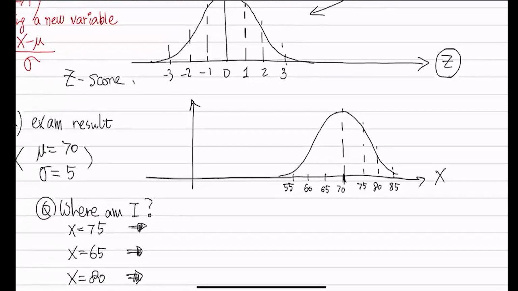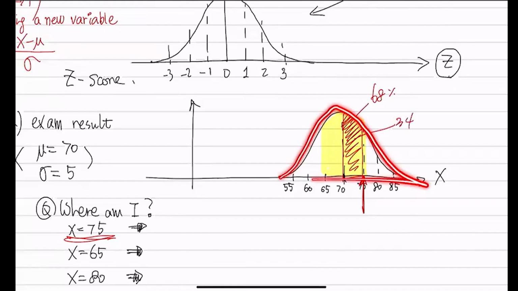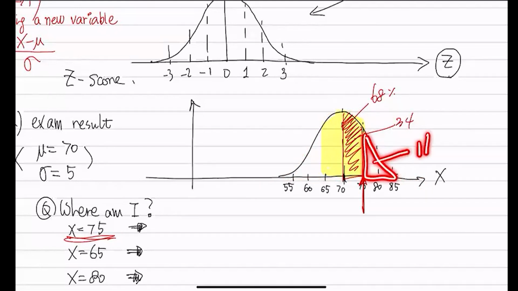So I am here, 75. That means, and I just learned that, this area is 68%, right? That means this here is what? 34. And because this whole thing is 100 and they're symmetric, this is 50. So this here is what? It's 16.